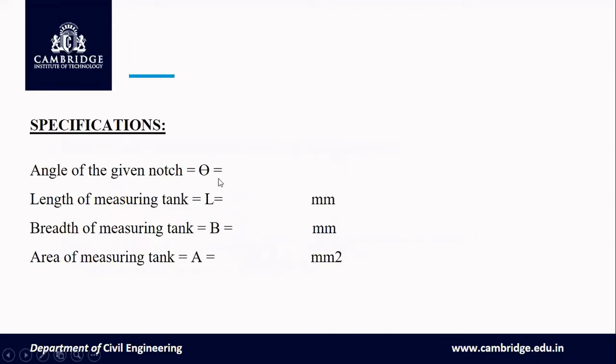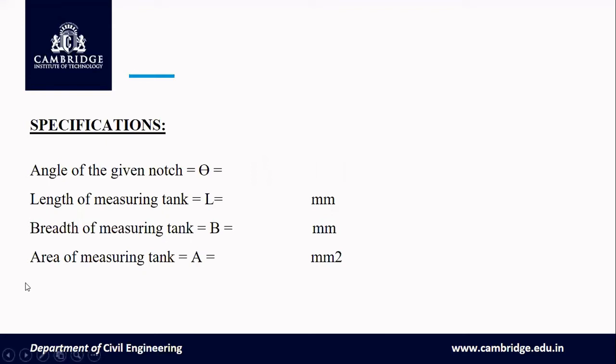Next, coming to specifications. Before conducting the experiment, we need to note down the specifications of the equipment. The first one is the angle of the notch, that is theta in degrees, whether it is a 60-degree notch or a 90-degree notch, you have to note down.